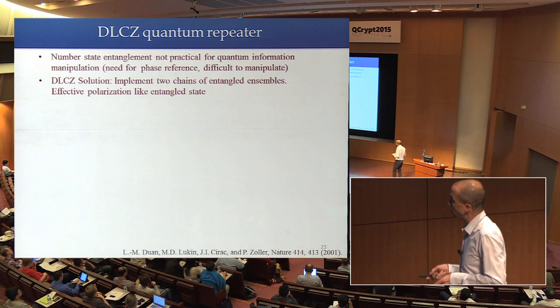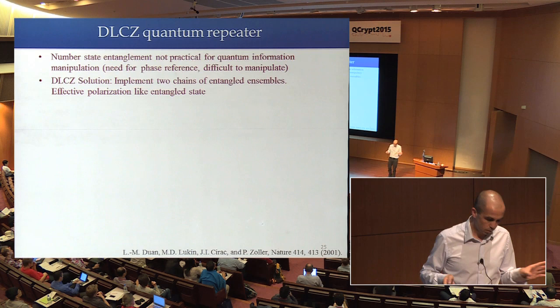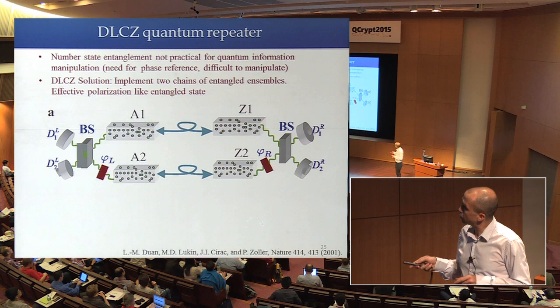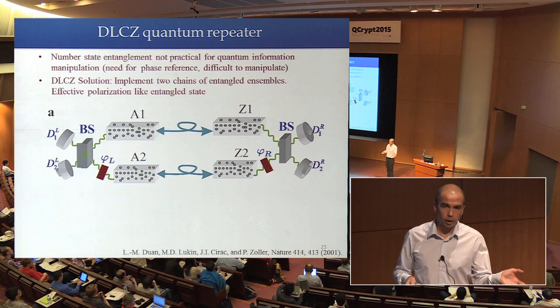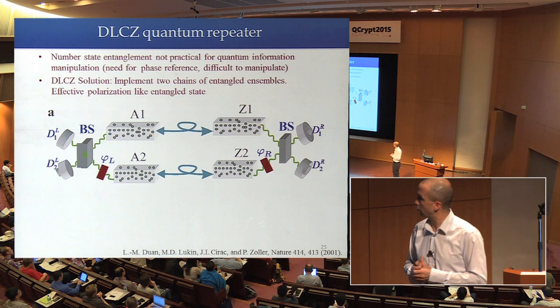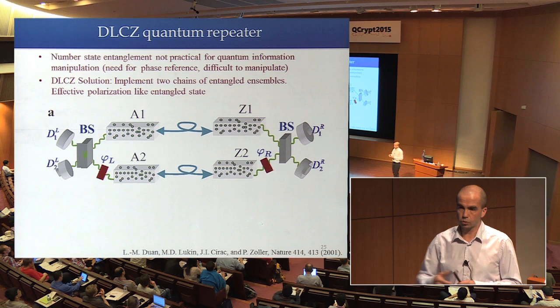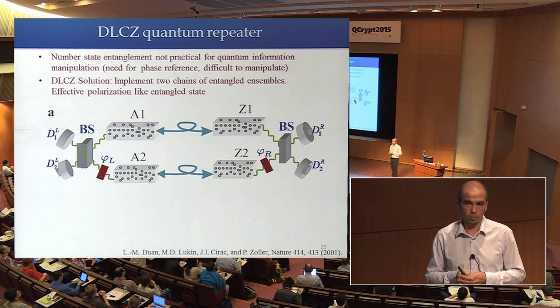Now I will just finish this part, this DLCZ repeater, by explaining what we have done so far: to have this number state entanglement over the chain. But number state entanglement, this kind of entanglement which is 0,1 plus 1,0, is not very practical for doing, for example, quantum key distribution or violating Bell inequalities. First of all, because you need to distribute a phase reference. And the second point is that it's actually difficult to make measurements in the superposition basis between 0 and 1.